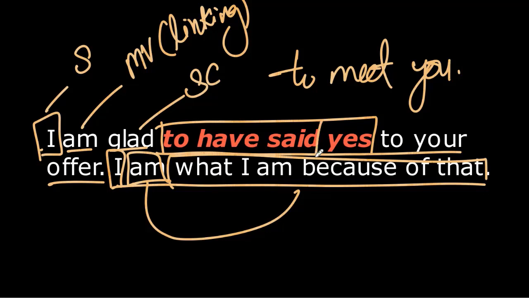So to have said is my infinitive in the perfect form, and to have said yes is my infinitive phrase. All right. Yes is the object of the verb said. Okay. Let's look at another example. We feel ashamed to have lost to the kid. All right. We feel ashamed to have lost to the kid.